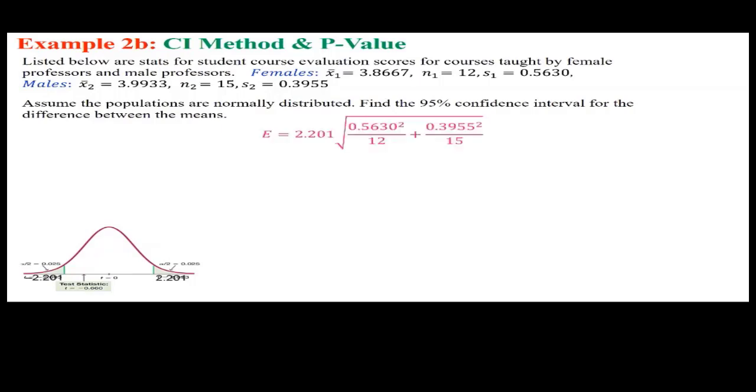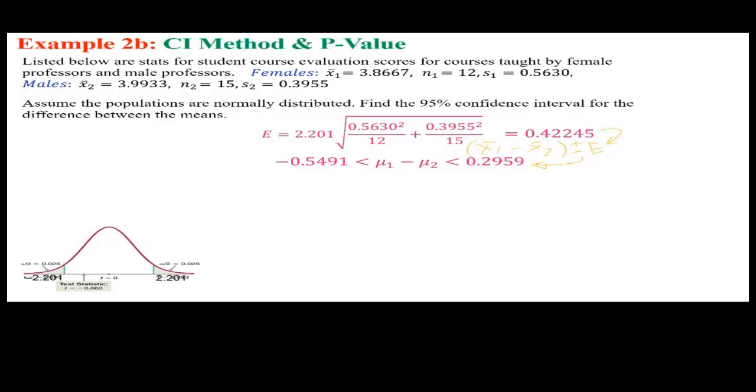So E has this formula, t alpha over 2. If you recall, it was 2.201 from the previous page. And then square root of S1 squared over n1 plus S2 squared over n2. The calculation ends up giving us the E of 0.42245. Now we're going to add and subtract E to x1 bar minus x2 bar. So when you go through the process of calculation, x1 bar minus x2 bar plus or minus E, it will result in this.